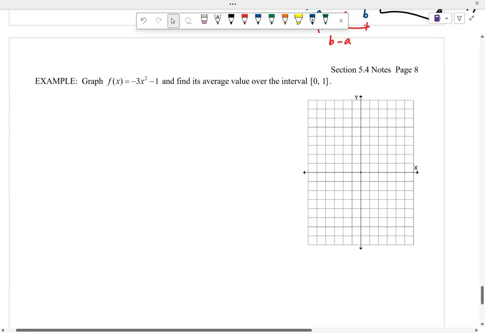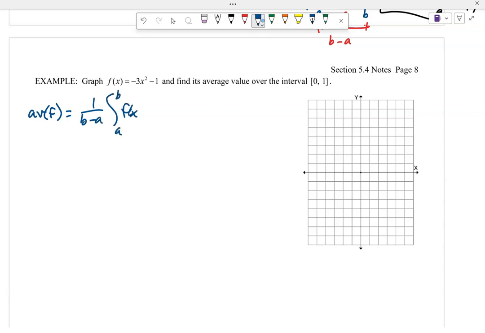Let's look at this one here. You've got negative 3x squared minus 1, and find its average value over the interval. All right, so we're going to use our average value of the function, 1 over b minus a times the integral from a to b of f of x dx. If you're plotting this negative 3x squared minus 1, actually, let me blow this up a little bit. Let me make 1 right there. So at 0, it's negative 1, and then at 1, I'm at negative 4. It's kind of going like this.